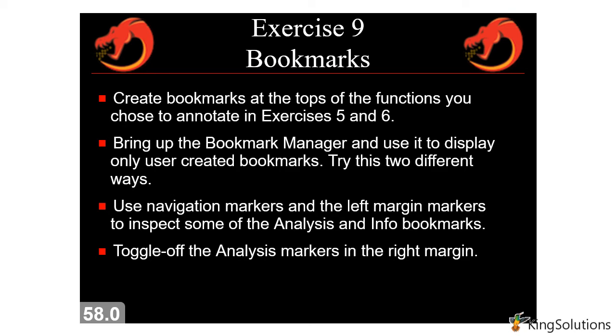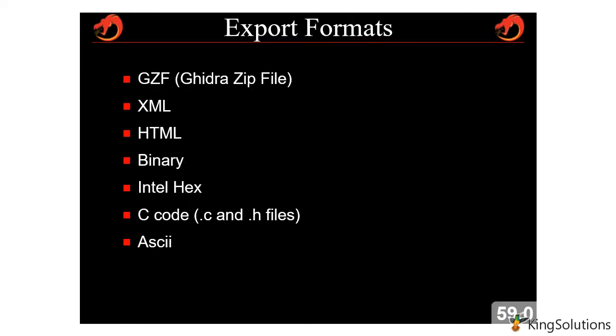Exercise 9. Bookmarks. Create bookmarks at the tops of the functions you chose to annotate in exercises 5 and 6. Bring up the Bookmark Manager, and use it to display only user-created bookmarks. Try this 2 different ways. Use navigation markers and the left margin markers to inspect some of the analysis and info bookmarks. Toggle off the analysis markers in the right margin.